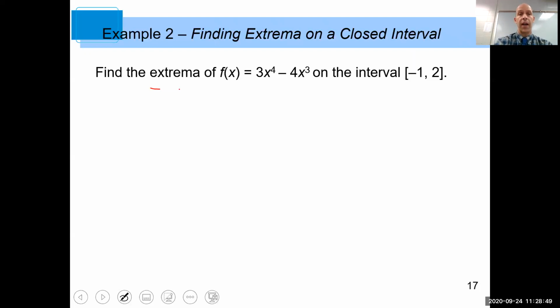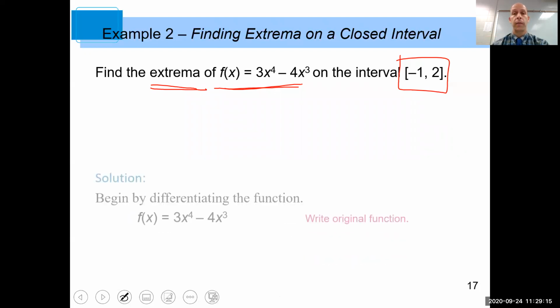So we want to find, now it says extrema. Since it says extrema, that implies we're talking about something that could be absolute, it could be relative, or it could be both. So we have this function here. We're doing it on the closed interval of -1 to 2. Now the first thing I'd like to point out is that this function is continuous on this closed interval, so I'm guaranteeing you that it has an absolute min and an absolute max on this interval.